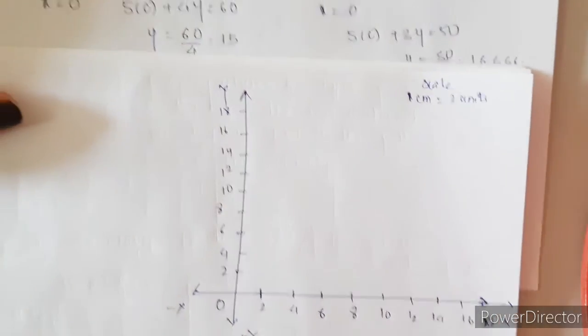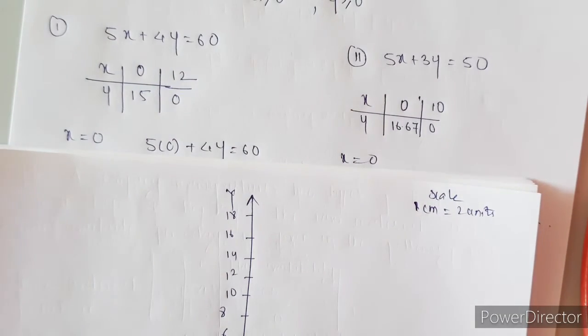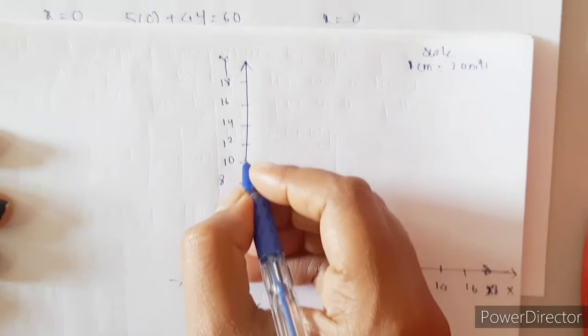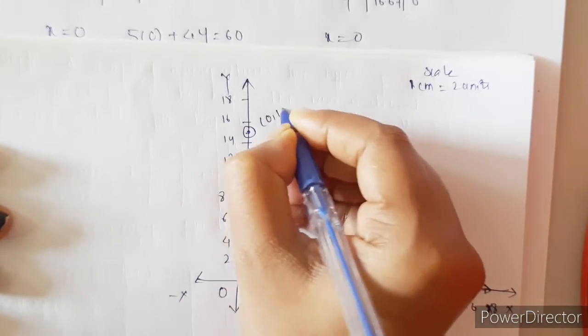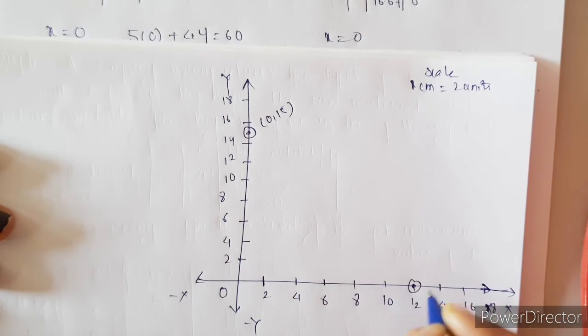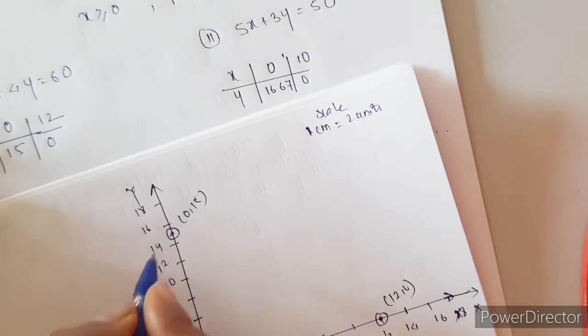So let's plot the points. If x is 0, y is 15 and if y is 0, x is 12. x is 0, y is 15, so 15 will be somewhere here. This is (0, 15). If y is 0, x is 12. So this is (12, 0). Now we have to join these 2 points.